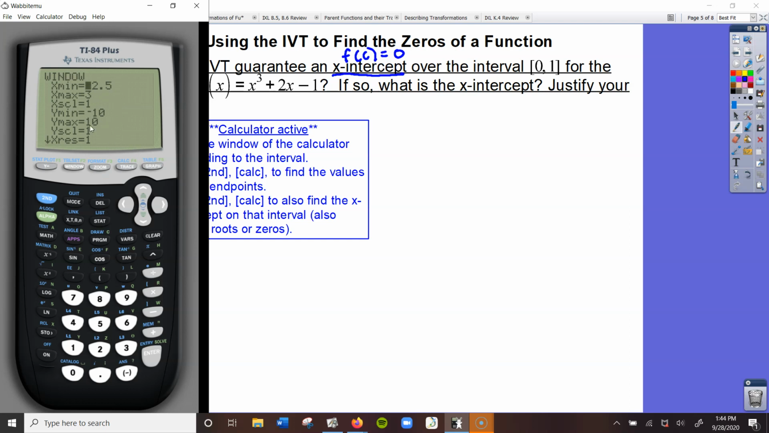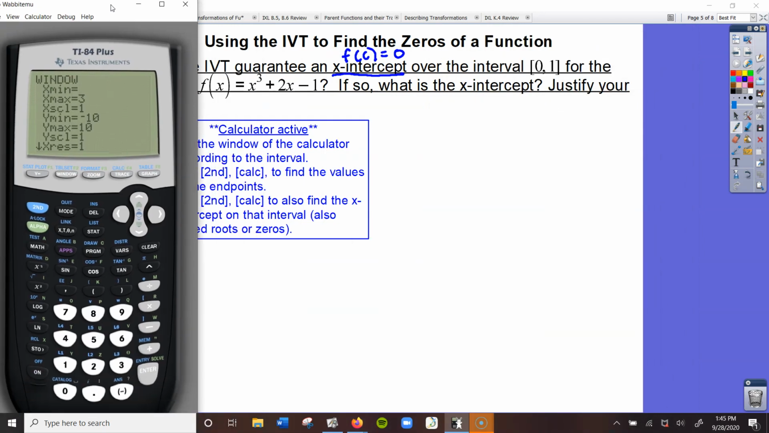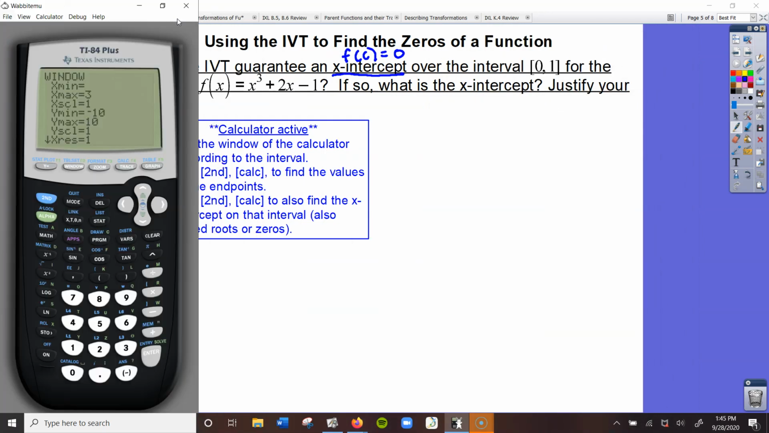Most calculators already come with a standard viewing window, which is -10 to 10 for both the x min, x max, and the y min and y max. Mine is different because I've already used this calculator, but you can just clear it. And since our interval is from 0 to 1, I am going to set my x min at 0 and my x max as 1.